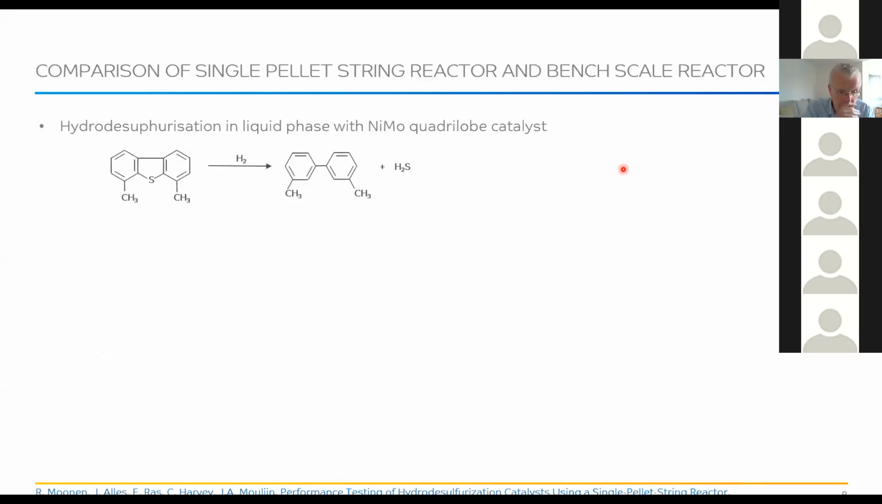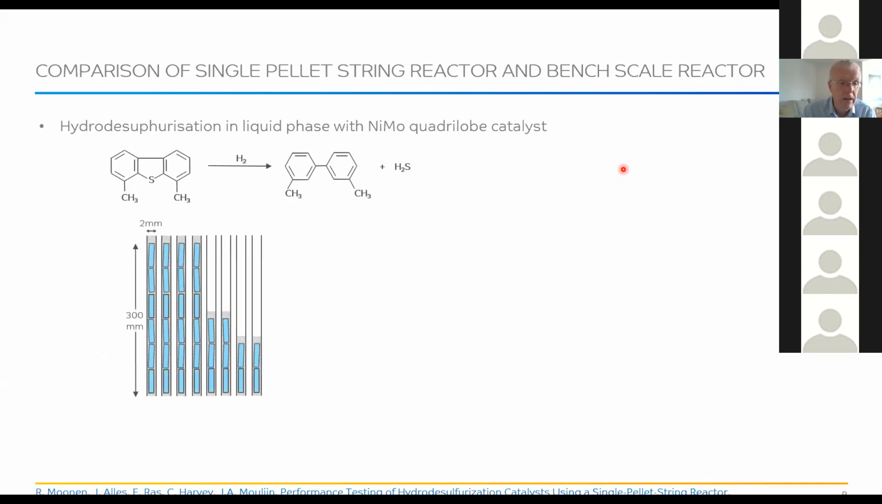So I'm going to give you a couple of examples from literature here. The first one is from work done between the University of Delft and the Avantium company a few years ago. Here they looked at hydrodesulfurization in a liquid phase reactor, really trickle flow, with a nickel molybdenum quadrilobe catalyst. Effectively they looked at a model reaction of hydrodesulfurization.